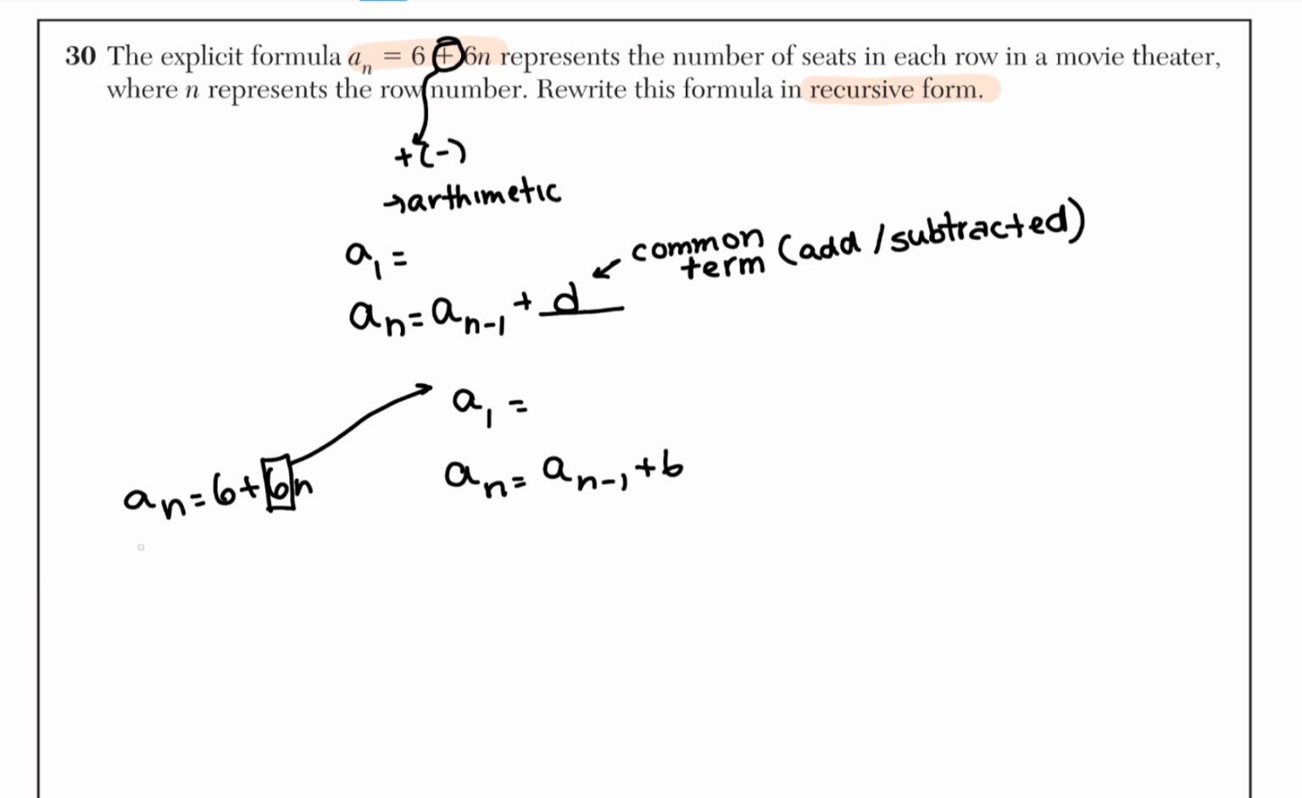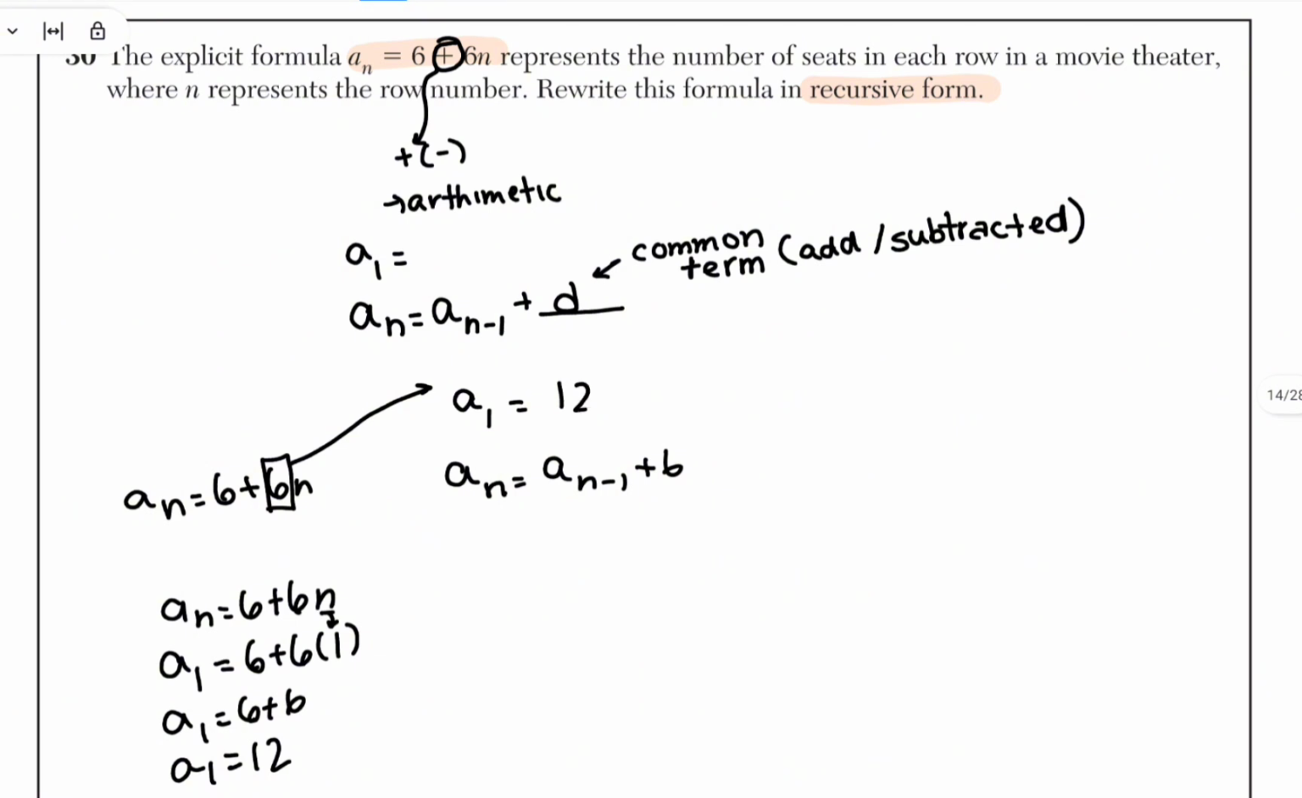So our explicit formula says an equals 6 plus 6n, and we want to find a1. So a1 equals 6 plus 6 times 1, because n is 1, so we substitute 1 for n here. So a1 equals 6 plus 6. a1 equals 12. So we know that our recursive formula for this explicit formula would be a1 equals 12, an equals an minus 1 plus 6.